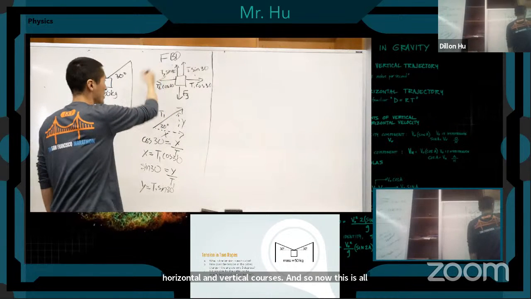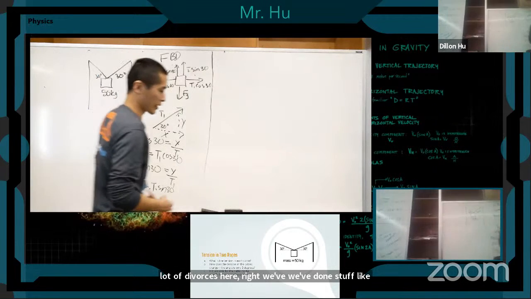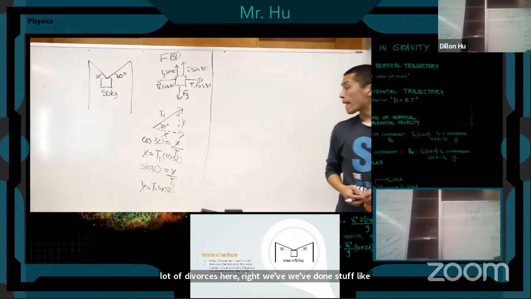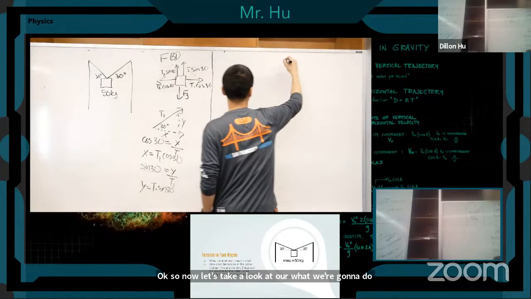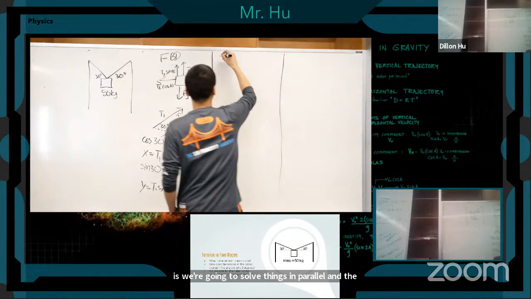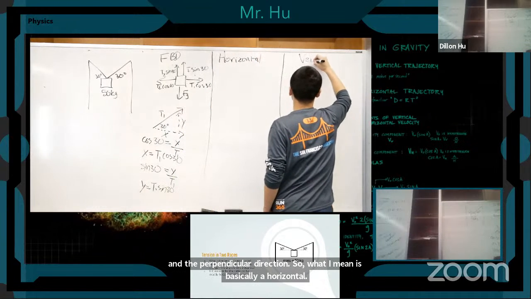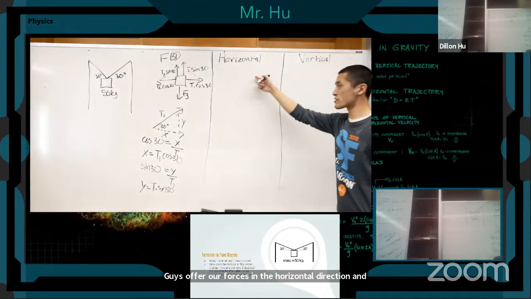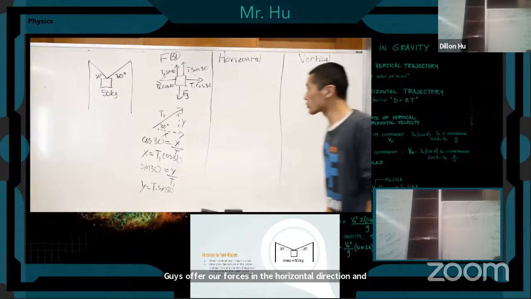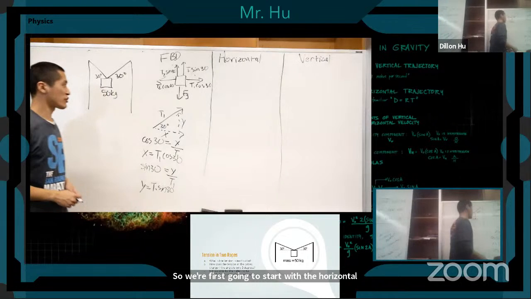While this is a little bit messy because we have a lot of different forces here, we've done stuff like this before. Now we are going to solve things in the parallel and the perpendicular direction, which basically means horizontal and vertical. We're going to solve for our forces in the horizontal direction, and then we're going to solve for our forces in the vertical direction. We're first going to start with the horizontal direction because we only have two forces there, so it just makes sense to start there.